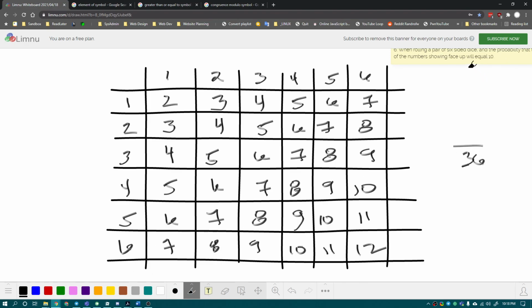Now, we were asking for the sum to be equal to 10, right? Well, we have a 10 here. We have a 10 here. We have a 10 here. Those are the only 10s on the board. So we have 3, and so we just reduce this fraction. 3 divided by 36 is 1/12. Oh, I got it. Okay. Cool? Yeah.